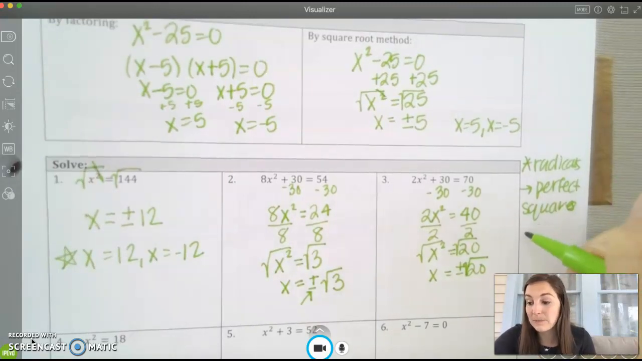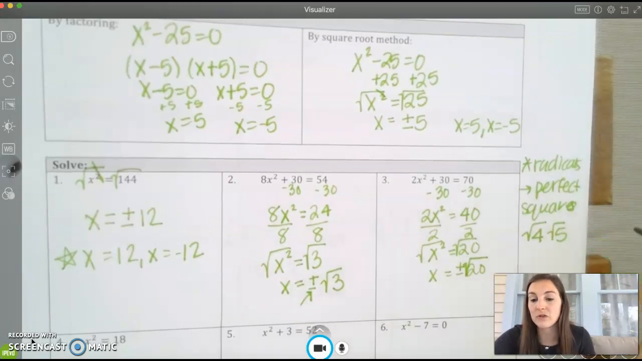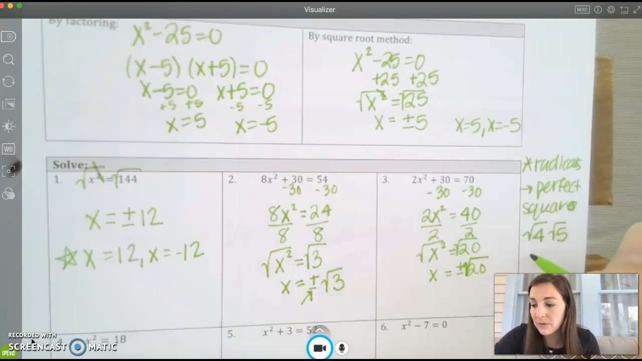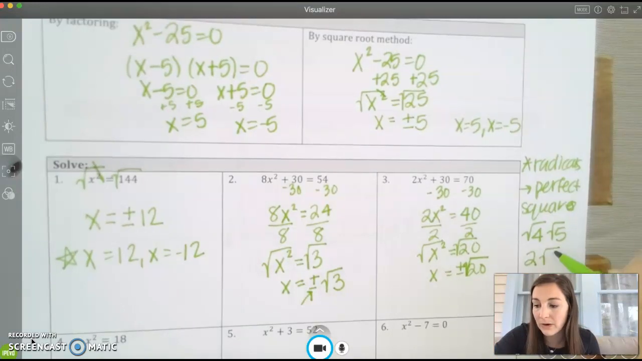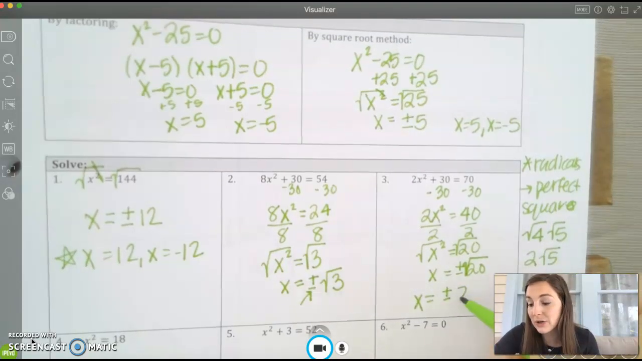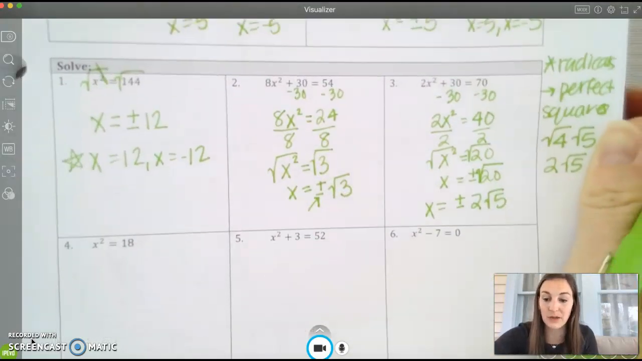Yes. We can split that into the square root of 4 and the square root of 5. So remember, we want to figure out what that square root is and divide. So the square root of 4 times the square root of 5 turns into 2 square root of 5. So x equals plus or minus 2 square root of 5. Again, you're going to get some radical simplifying practice this week.